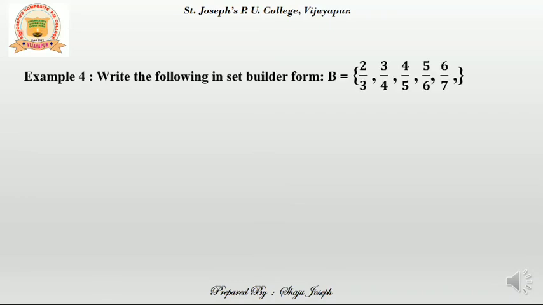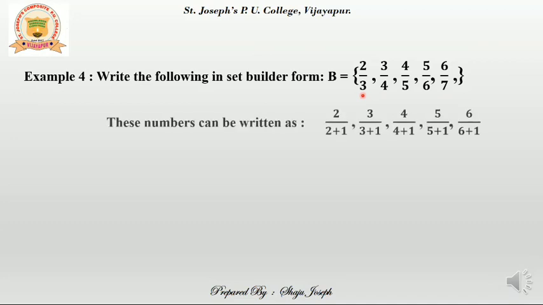Let us come to the last example, that is example 4. Write the following in set builder form, meaning the one given is in roster form. We see the elements 2 by 3, 3 by 4, 4 by 5, 5 by 6, 6 by 7. There is a connection between the numerator and denominator. Let us try to break the code.